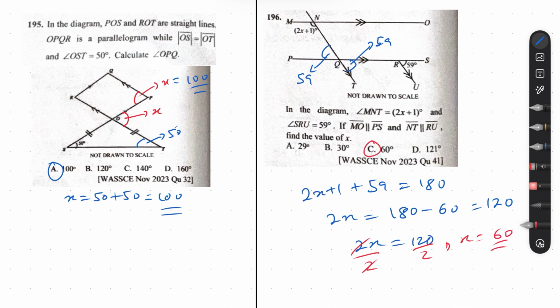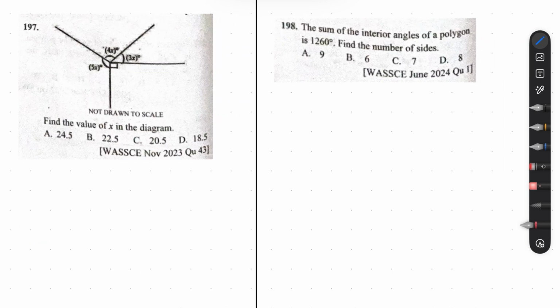Let's move on to question number 197. The question says you should find the value of X in the diagram. This is very simple, because you know that the sum of angles at a point add up to 360. So when we add all these angles, we should get 360. And then here we have this right angle over here. So this angle is 90.